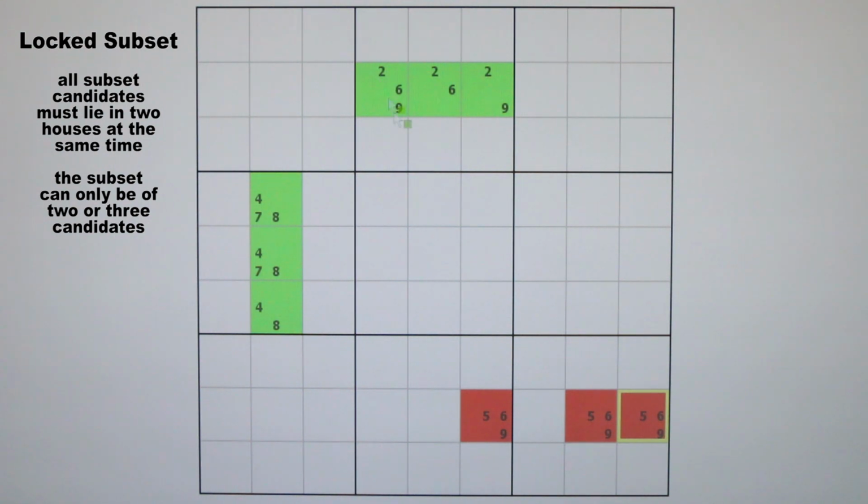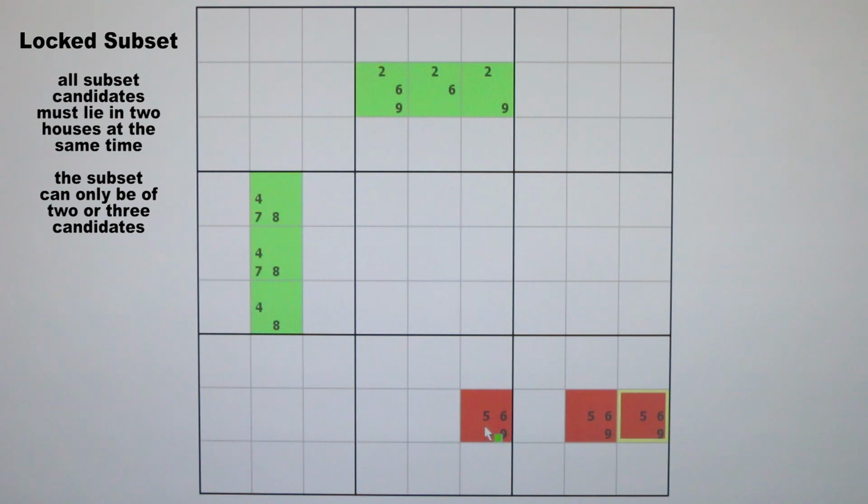Here we have 2, 6, 9, 2, 6, and 2, 9. 3 candidates in 3 cells, and they lie in row 2 and block 2. So this is a locked triple. They lie in 2 houses at the same time. And here's another intersection of column 2 and block 4. We have 4, 7, 8, 4, 7, 8, 4, 8. 3 candidates, 3 cells. That's a naked triple, but because it lies in 2 houses, the column and the block, we call it a locked triple.